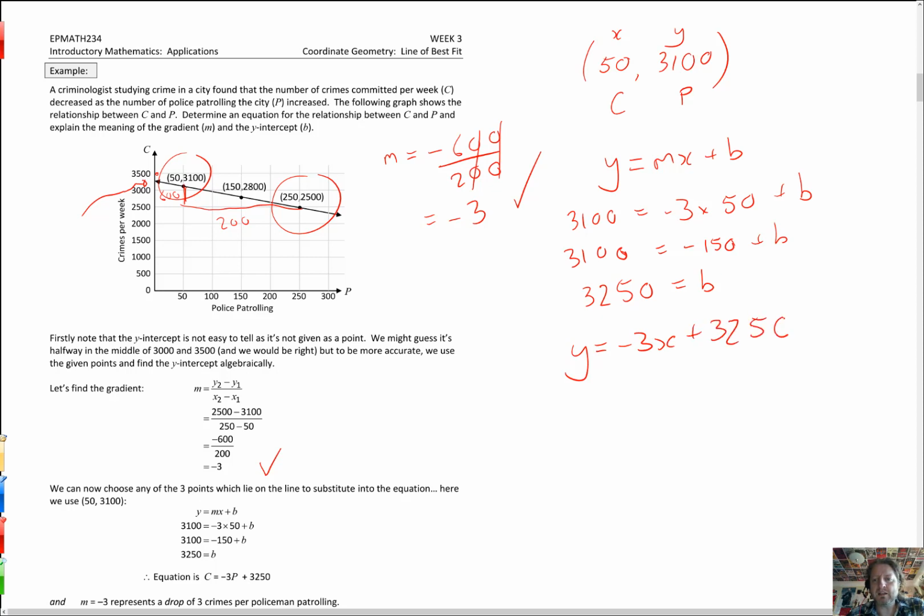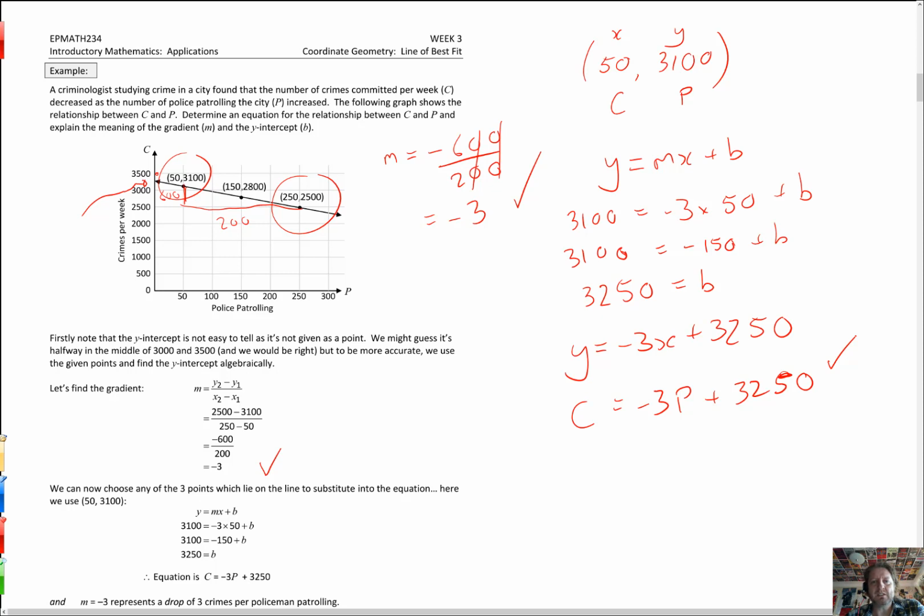But don't forget, that was last week. We're not using y's and x's this week. The y is a c, and the x is a p. So y equals minus 3p plus 3,250, and we found our equation. So the first thing said, determine an equation for the relationship between c and p. Done. Explain the meaning of the gradient m and the y-intercept b.